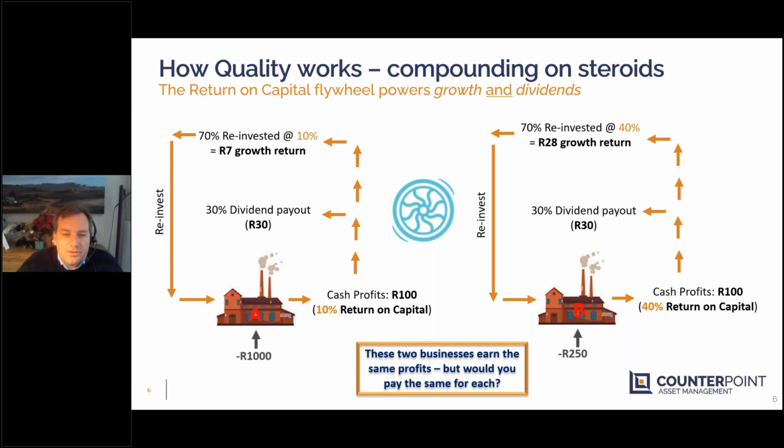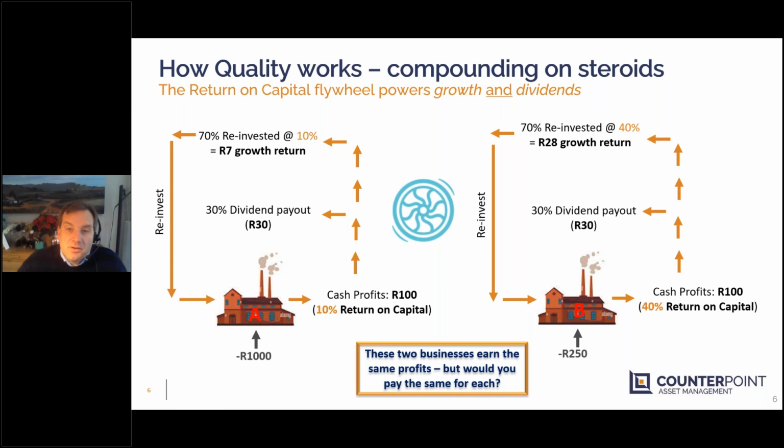These two businesses earn the same profits. So maybe we could say, well, I'm going to pay 10 times earnings for each. I'm going to pay 1,000 for each. But they earn the same profits, but would you pay the same for each? Well, of course, you would not pay the same for each, because if you reinvest, you're making 28 Rand versus 7. So clearly, the one business is worth quite substantially more than the other. And why is that? Because of its return on capital, and the reinvestment of that is generating a far greater return.